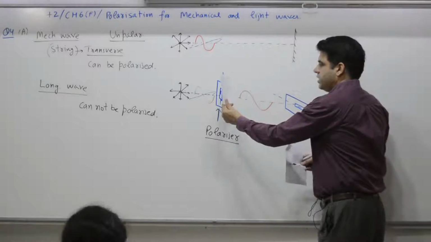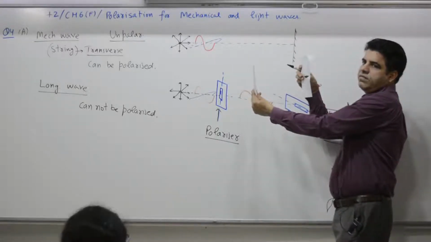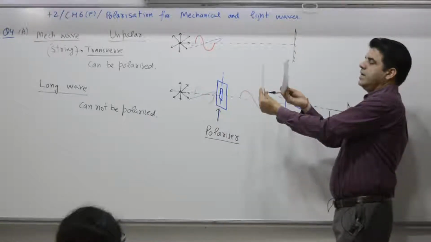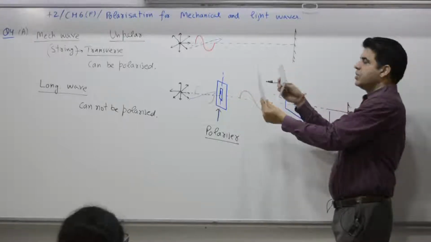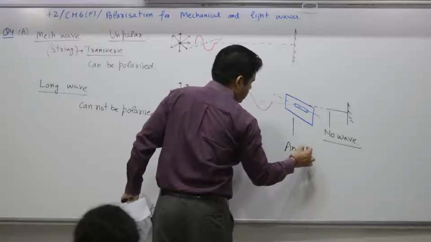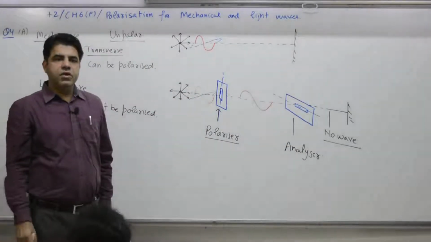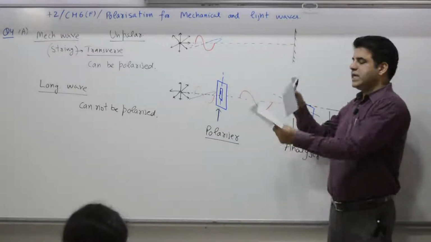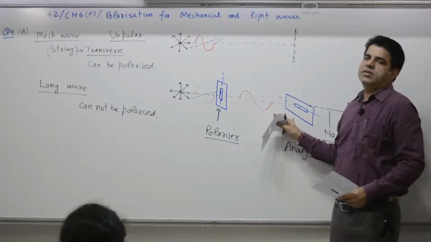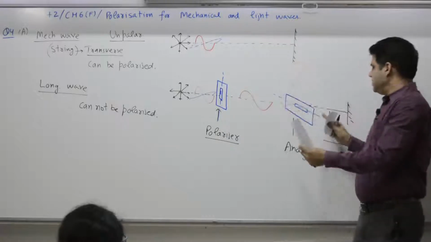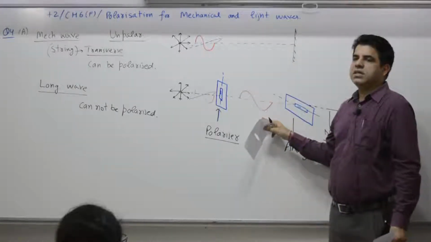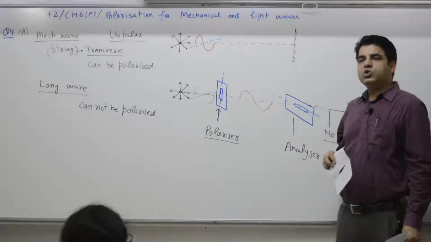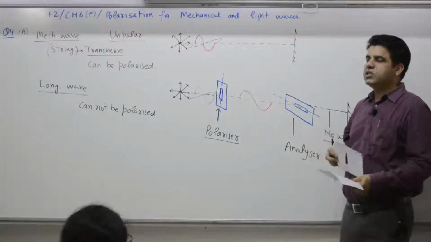That means place one, place another one. If the two are perpendicular, the outcome will be nil. If I place it parallel, I will have the same wave. If I rotate it and make this angle 90 degrees, the outcome is zero. So this is the analyzer, because the first one has converted unpolarized light to polarized. The other one is used to check whether the coming wave is polarized or not. How? When you rotate it, if the energy or intensity varies, that means this wave is polarized. If there is no change in energy or intensity, then this wave is unpolarized. So the purpose of the second one is to analyze whether the coming wave is polarized or not.